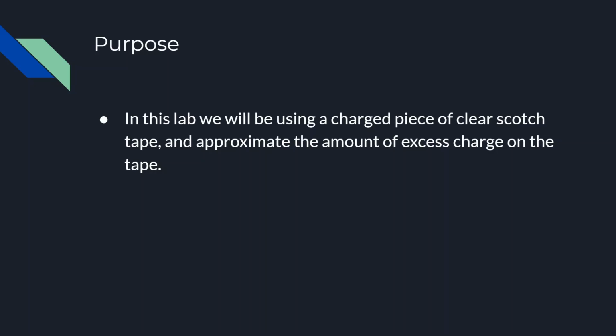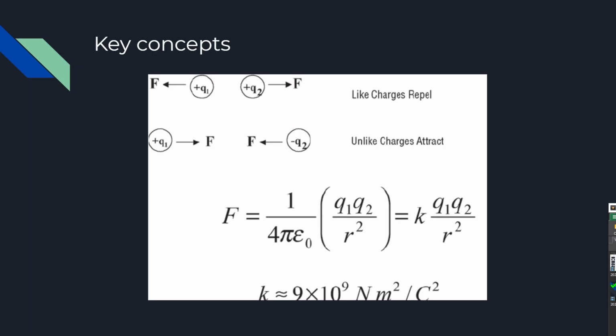In this lab, we will be using a charged piece of clear Scotch tape and approximate the amount of excess charge on that piece of tape. Here are some of the key concepts we will be using for this experiment. The first is the idea that two like charges are going to repel with equal and opposite magnitude to each other, and two opposite charges are going to attract.